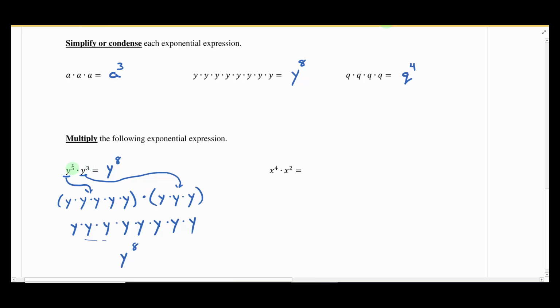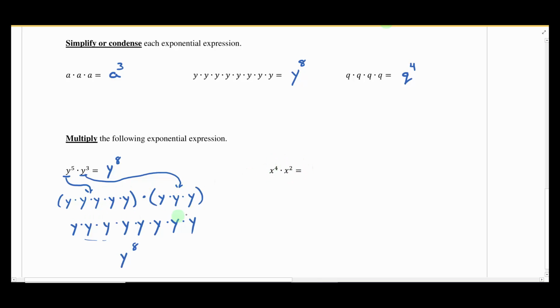And you might notice here, 5 and 3, well, those add to get me 8. And that is a pattern. We saw that in the Desmos lesson yesterday. If we are multiplying two things with the same base, we can simply add the exponents. So that's how I'm going to do this one.